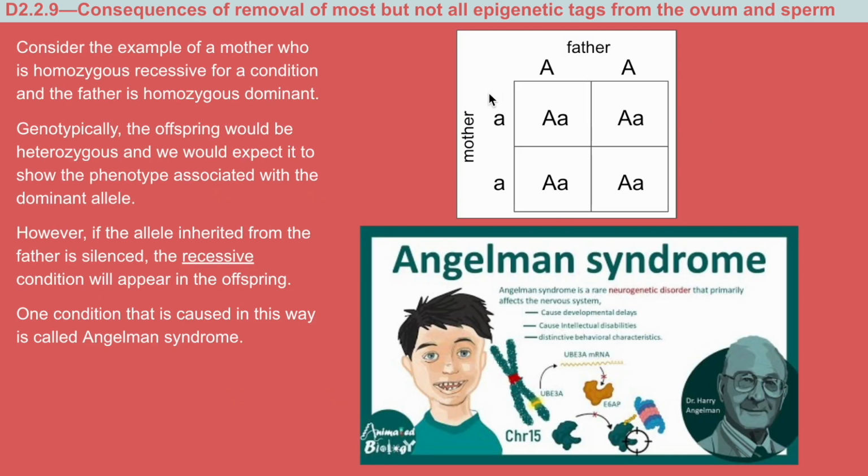So for example, if we had a mother who is homozygous recessive for a condition and the father is homozygous dominant, genotypically, the offspring would be all heterozygous, and we would expect it to have the phenotype associated with the dominant allele. However, if the allele inherited from the father is silenced because of these epigenetic tags, we might see that the recessive condition ends up appearing in the offspring. One condition that is caused in this way is called Angelman syndrome. You don't need to know any details about that.